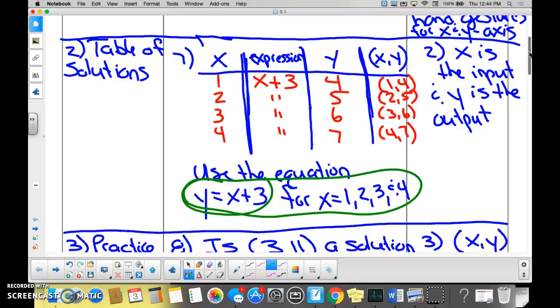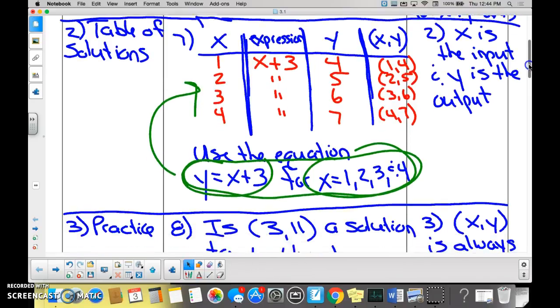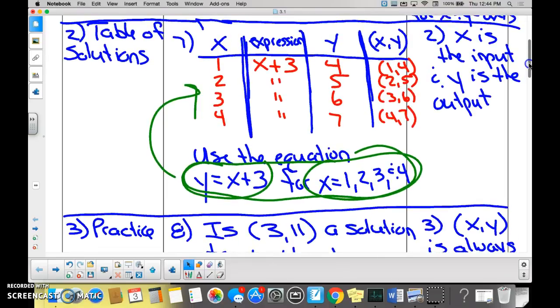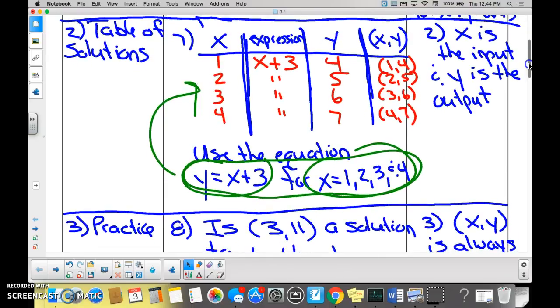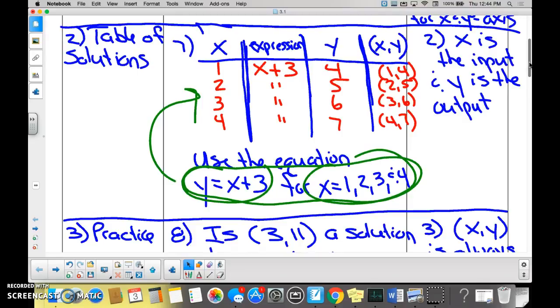So this is the equation. These are the plugins to complete the table given to you. Okay, so you're going to be doing a couple of those in your homework assignment. We also know x as the input and y as the output. So x is what you put in, y is what you get out. Say that, please. X is what you put in. Y is what you get out.